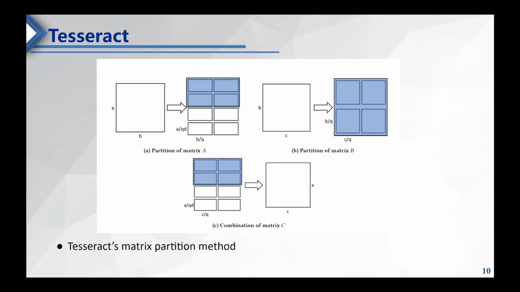The second part represents matrix B with shape BC, which will be split into Q squared partition matrices with shape of B divided by Q, C divided by Q. Partition matrices will be stored in each layer. The third part represents D times Q squared partition matrices with shape of A divided by QD, C divided by Q, which will be combined into matrix C with shape AC.